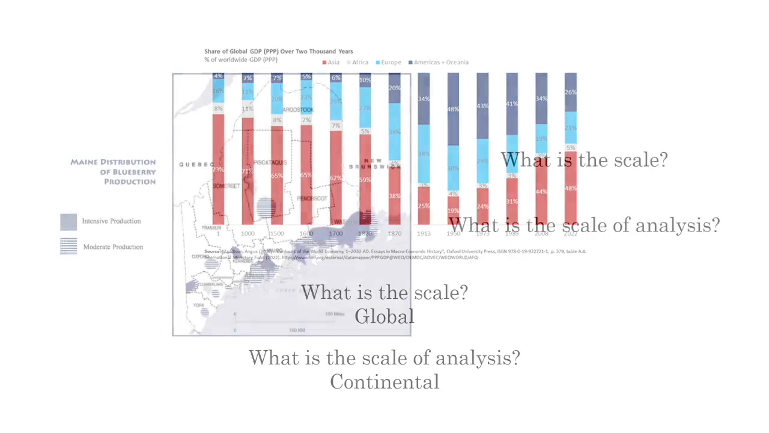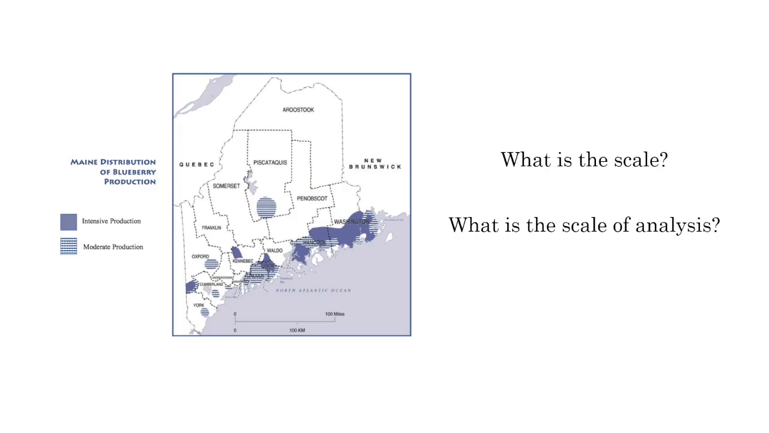That's it. Okay, here's another one, more of a large-scale data set here compared to the world. We have a specific state in the United States, so that's our scale. You could also say subnational as well because it's smaller than the country. And then what's the data showing? It's showing distribution of blueberry production in Maine.